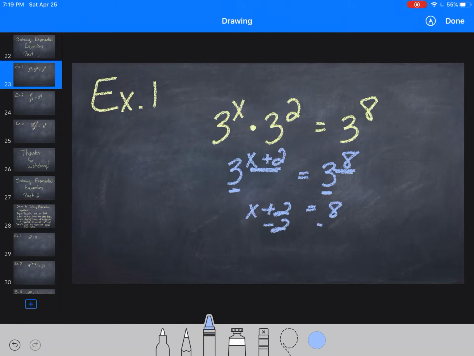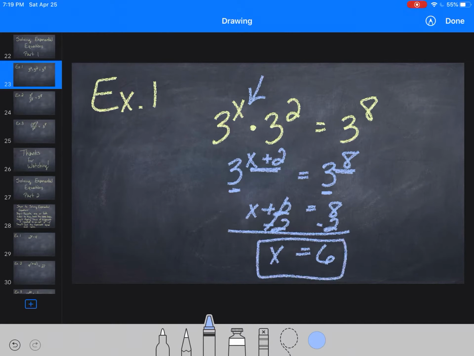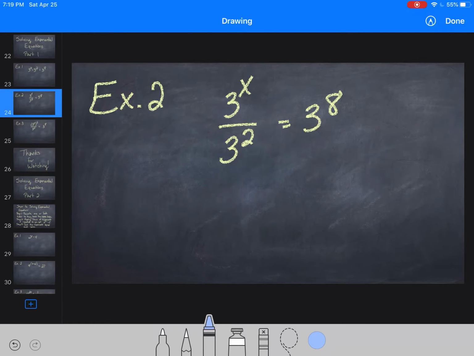Now this gives me a problem that I can solve, so I can figure out what value I can use for x to get a true statement. So if I solve for x, I'm going to subtract 2 from both sides. I get x is equal to a positive 6. If I were to plug a 6 into my original problem for my x, 3 to the x times 3 to the second is equivalent to 3 to the 8th. So this is my answer.